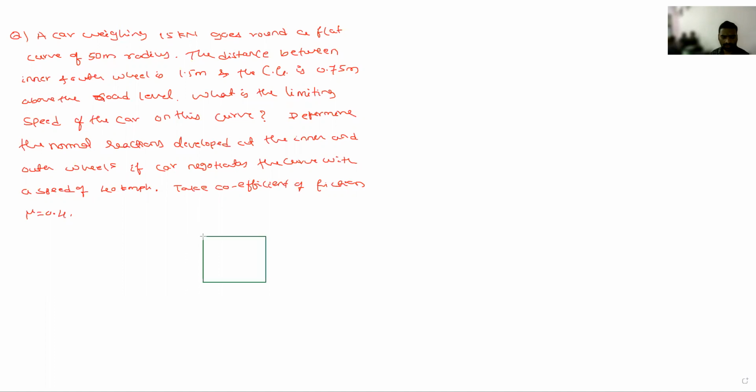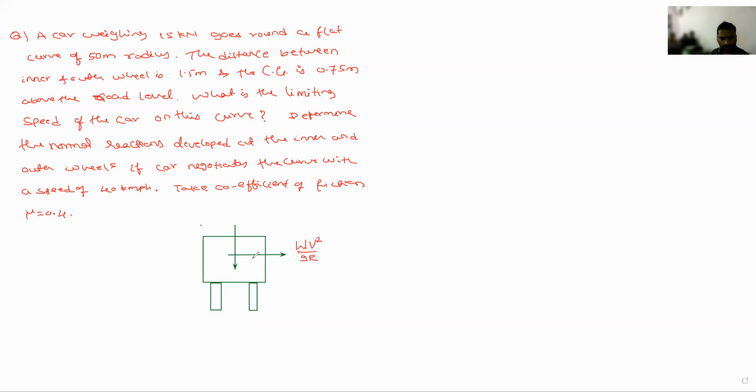He has not given the figure. Just for your understanding, I am drawing the figure. This is the vehicle, and these are the wheels of the vehicle. The CG is where the total weight of the body acts, and this is the centrifugal force acting here. What is the formula for centrifugal force? W v square divided by g r.